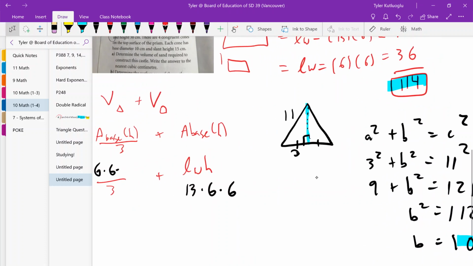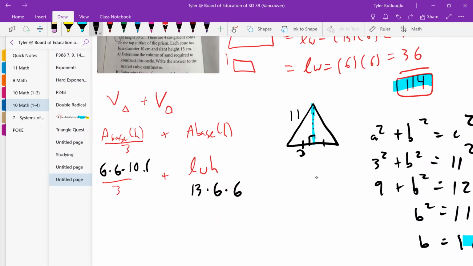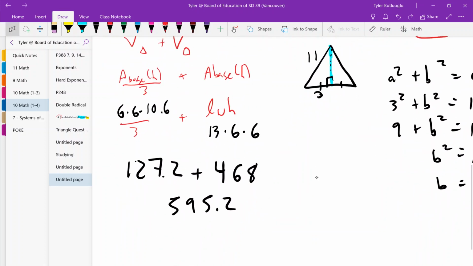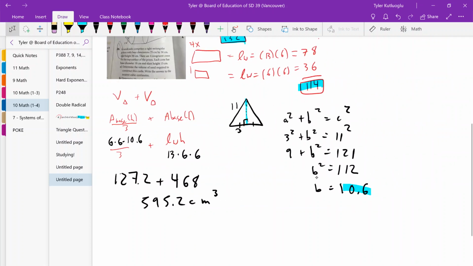So that's, what do we say, 10.6? I got 127.2 plus, oops, 468, and then the total I got was 595.2. And again, we need units, centimeters cubed, because it's volume. And that's it. That's the process of going through this.